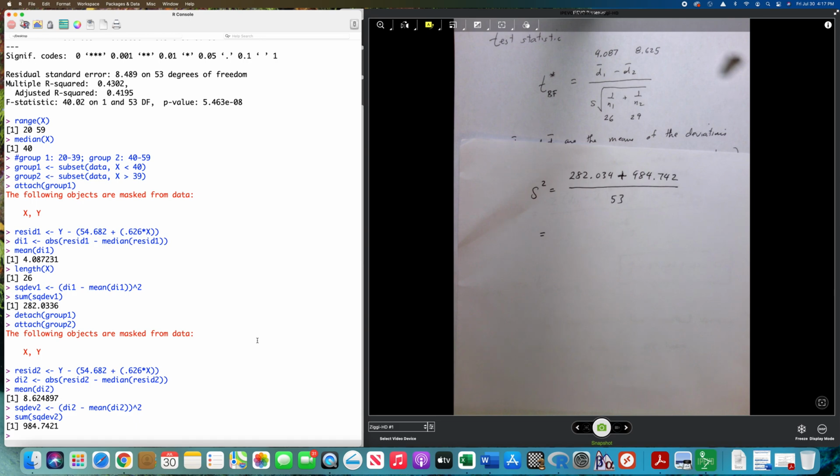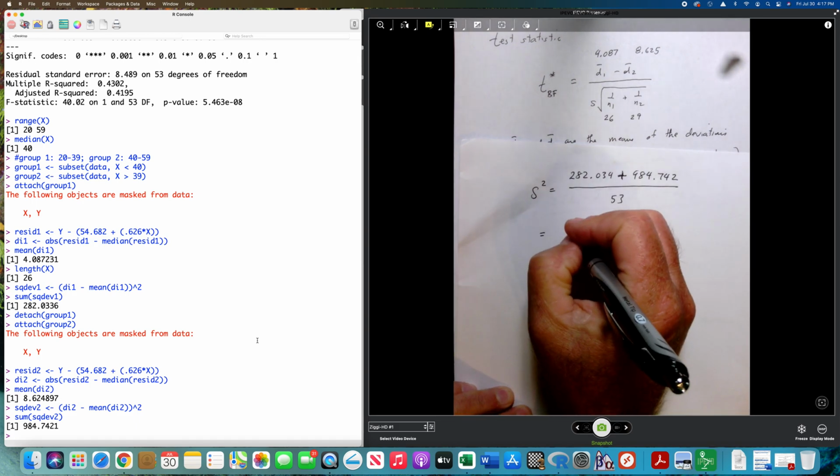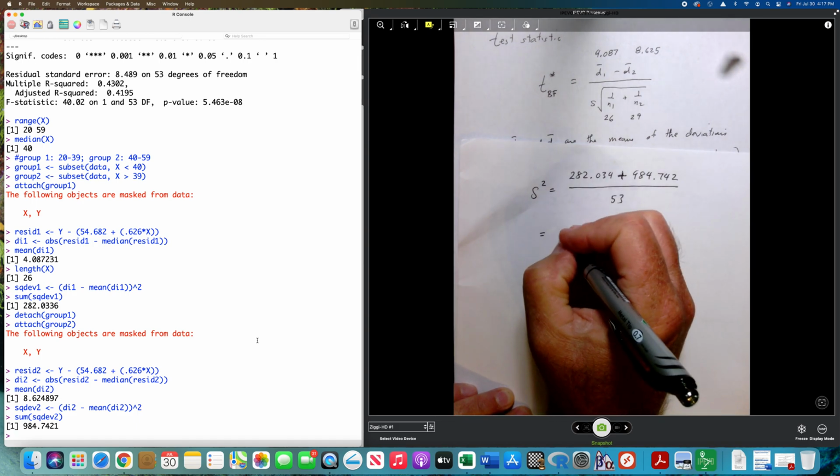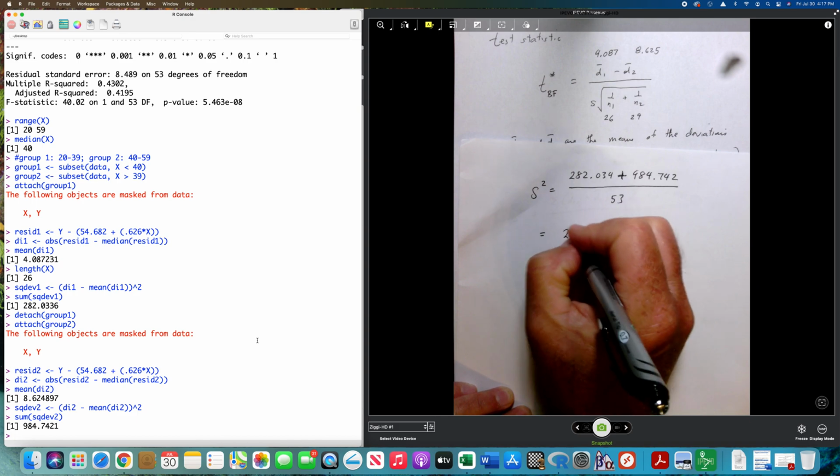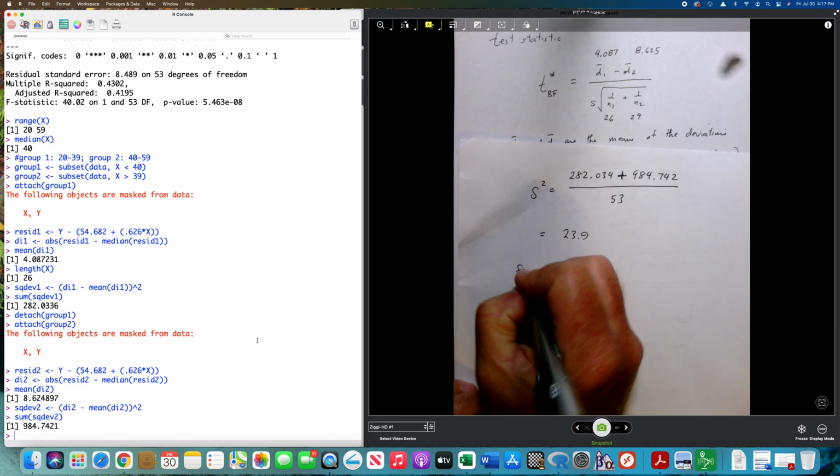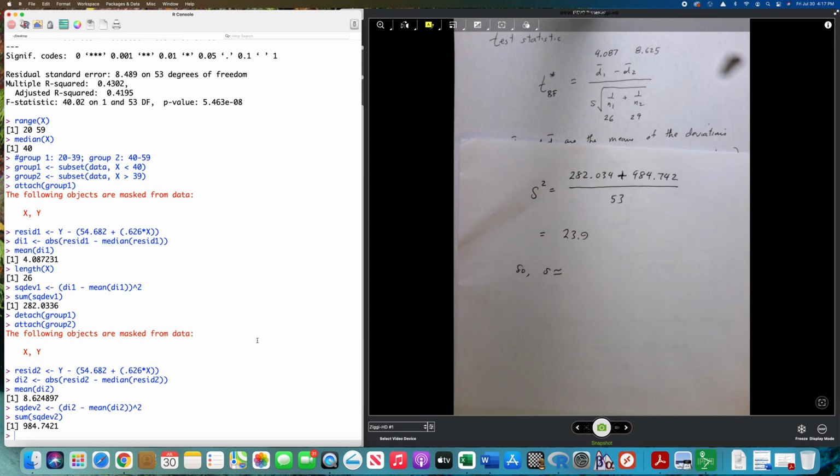Now, if I didn't make any silly typos in my calculator, I get 23.9. So the standard deviation is 4.889.